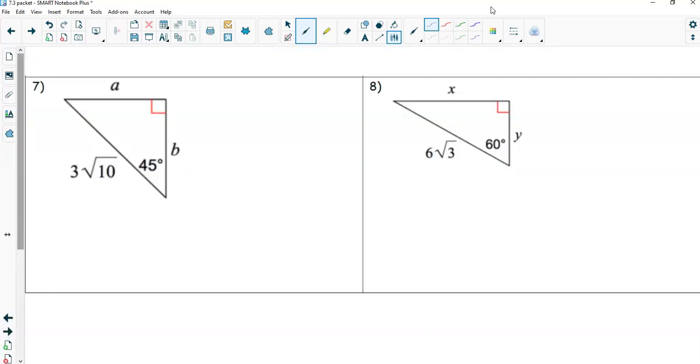Number 7. It's still a 45, 45, 90. Now they give me something other than the square root of 2 over here. But I know this is x square root of 2. So I'm going to take that x square root of 2, and it's going to be equal to 3 square root of 10. That means these two numbers are equal, so to solve for x, divide by the square root of 2 on both sides.